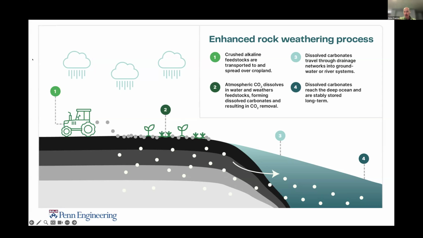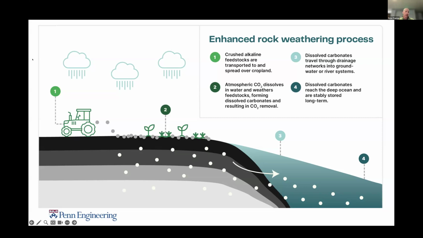You obviously need water. The basic premise is that you can broadcast this over a variety of lands. To do this, you do want that moisture component to assist in the reaction. But we look hard at croplands because we also recognize that many of these rocks also have co-benefits to crop and crop yields. One of those happens to be calcium.